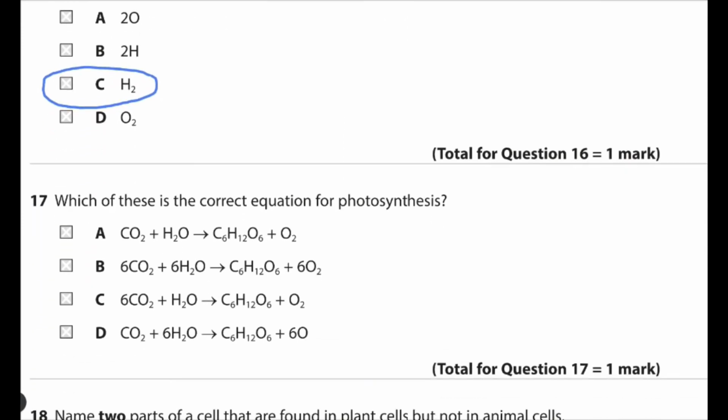Which of these is the correct equation for photosynthesis? This is the equation. It's better if you can remember the whole equation as it is. So 6 carbon dioxide plus 6 H2O will give a glucose molecule, which is C6H12O6, plus 6O2. The answer is B.